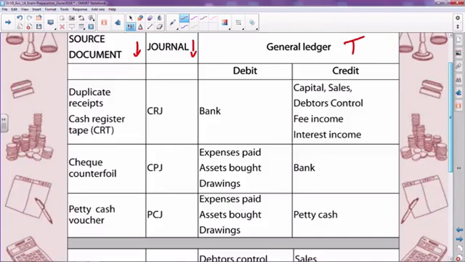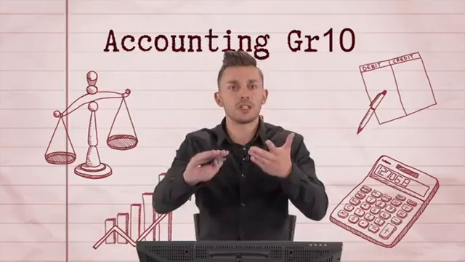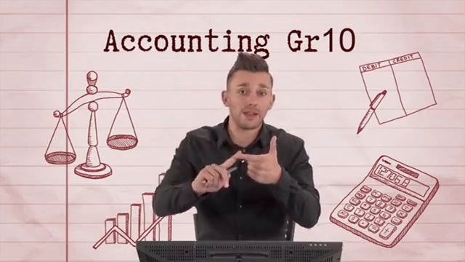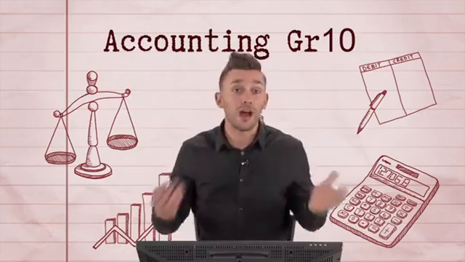So let's look at the very first source documents. Remember, we have the duplicate receipt and we have the cash register tape. Where will we take these source documents? We'll place it into the CRJ. And remember, normally we have the big 5 in the CRJ. We have the doc, we have the day, who paid me, so the person who gave the money to the business, and then the amount will go to the bank column, and then the reason. Why did we get this money?